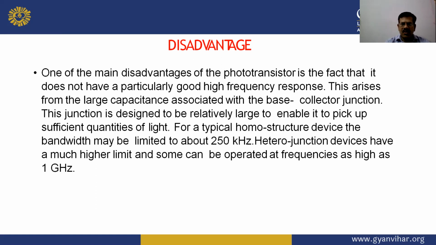For a typical homostructure device, the bandwidth may be limited to about 250 kilohertz. Heterojunction devices have a much higher limit, and some can be operated at frequencies as high as 1 gigahertz. So this is a very high frequency, 1 gigahertz. This is basically microwave frequency and used for microwave applications.